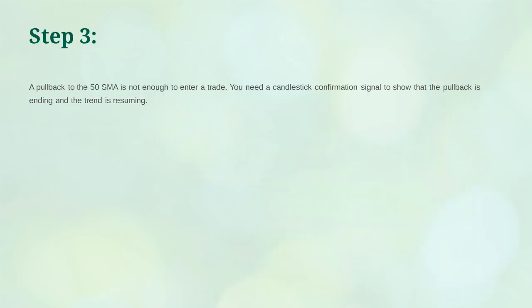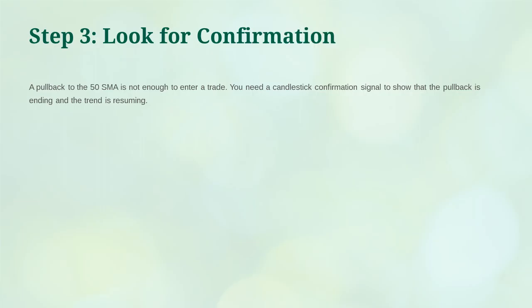A pullback to the 50 SMA is not enough to enter a trade. This is where many beginners make mistakes. They see price touch the SMA and they jump in immediately. But here's the truth. Price often slices right through the SMA without reversing. That's why we need confirmation. We need a candlestick pattern to show us that the pullback is ending and the trend is resuming.